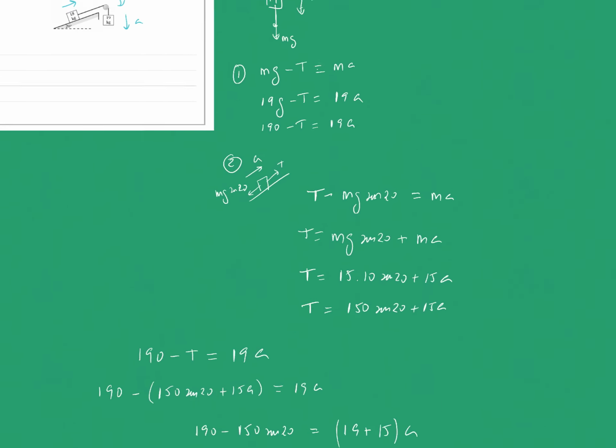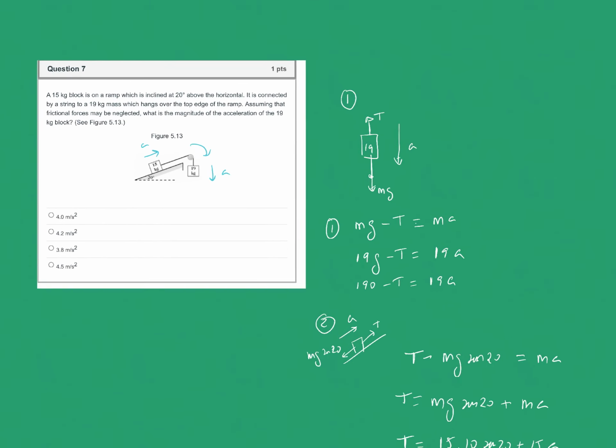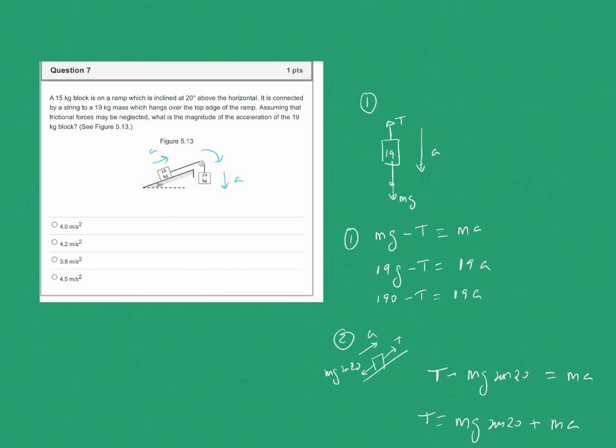So the next problem says like this. A mass of 15 kilograms on a ramp, an inclined plane 20 degrees above the horizontal, is connected by a string to the other mass. Assuming that the frictional force may be neglected, so there is no friction, what is the magnitude of the acceleration of the 19 kilogram block?